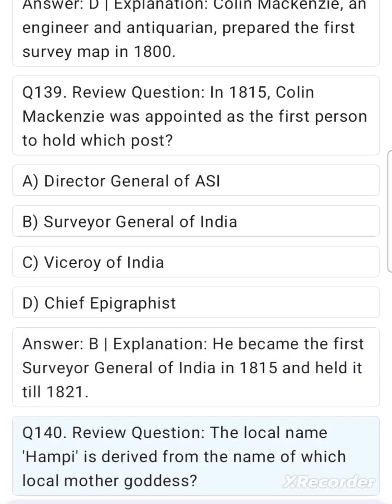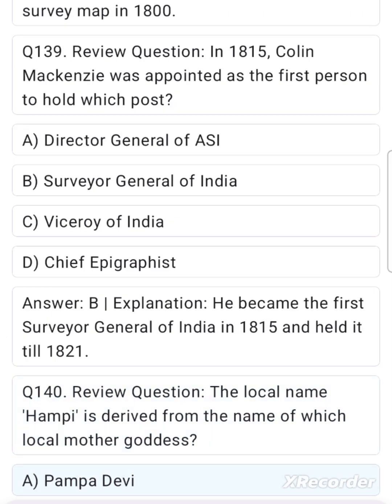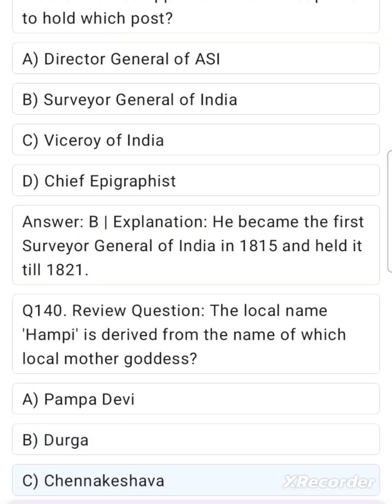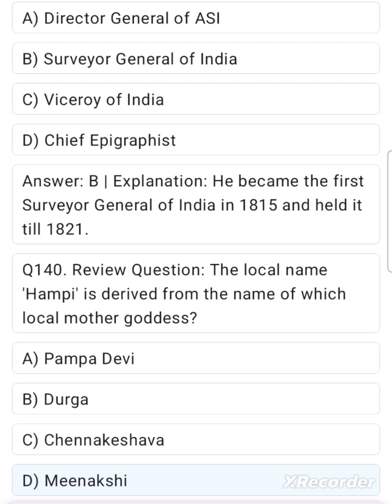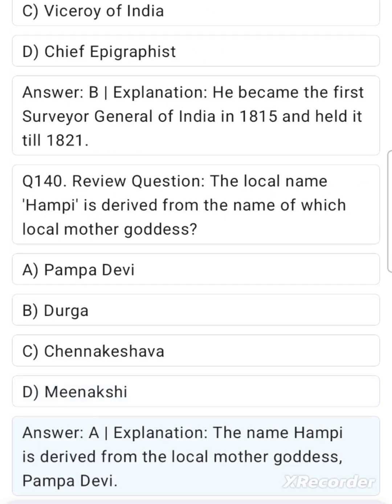Q 140. Review question. The local name, Hampi, is derived from the name of which local mother goddess? A. Pampa Devi. B. Durga. C. Chenakeshava. D. Meenakshi. Answer: A. Explanation: The name Hampi is derived from the local mother goddess, Pampa Devi.